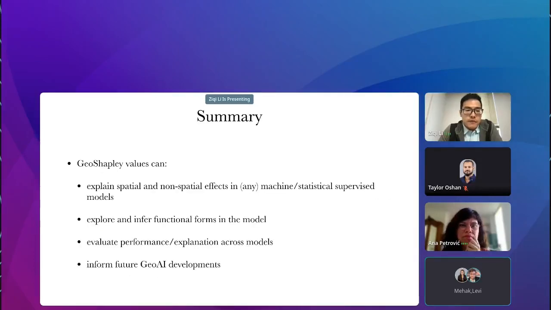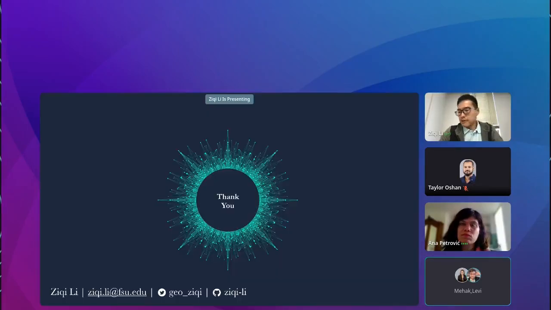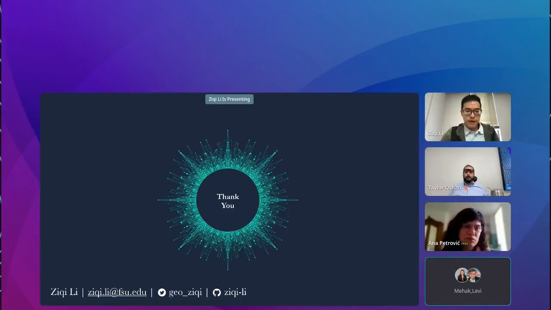Just to summarize, this new measure can explain spatial and non-spatial effects in any supervised machine learning and statistical models. It's useful to explore and infer functional form in the model and to evaluate performance explanations across the models. And if there are any issues, it can also inform future methodological development for geo AI methods. All right, so that's my last slide. Any questions, feel free to ask at the end of the session.